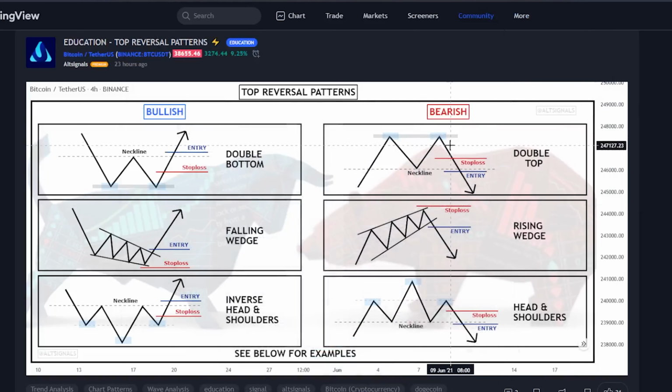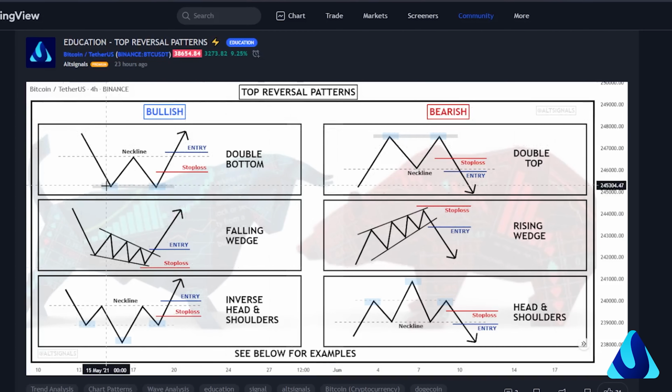Okay, so here we are in the chart. What we'll do is go through the bullish patterns and then the bearish patterns. What we're looking at here is reversal patterns, something that happens where the price is going to change or reverse. So first we have the double bottom.